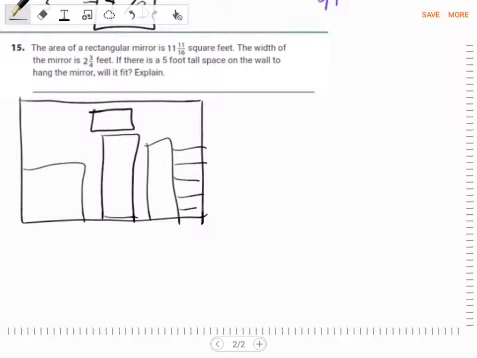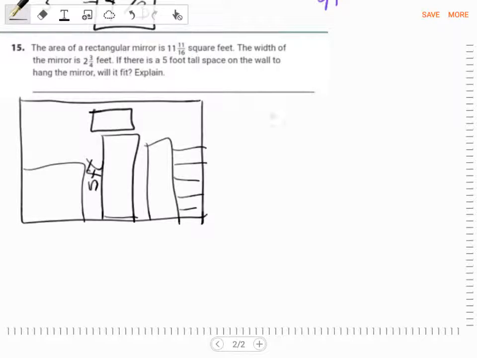We want it to be 5 feet. At least we want it to be less than 5 feet, just to make sure that it'll fit. So 5 feet or less is what we're looking for in order to let this mirror fit on the wall where we have room for it. So let's work this problem out just like the others. If we've been given an area and a width, let's try to find this length.